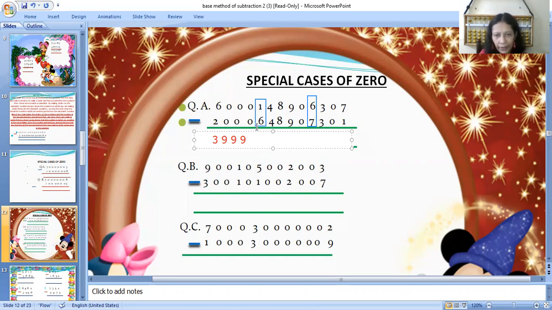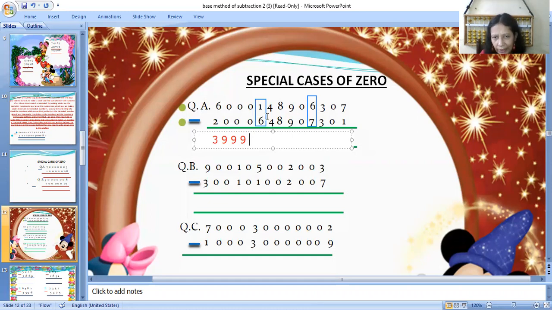Now you have made a square here. So what is the complement of 6? 4 is the complement of 6. What will you do with 4? You will add 4 with this 1. 1 plus 4 is 5. Before writing 5 here, this is very important now. Very important. Before writing 5 here, move to the next.